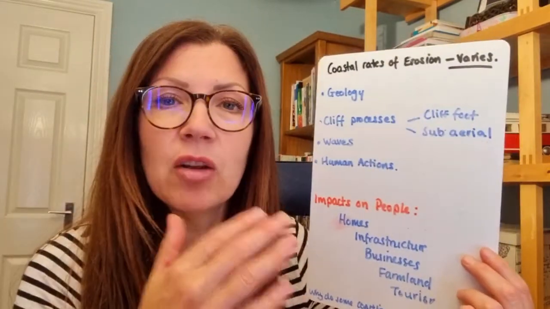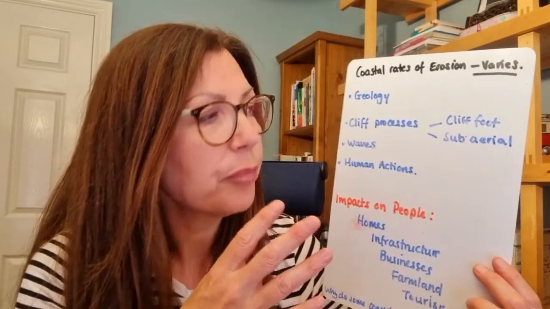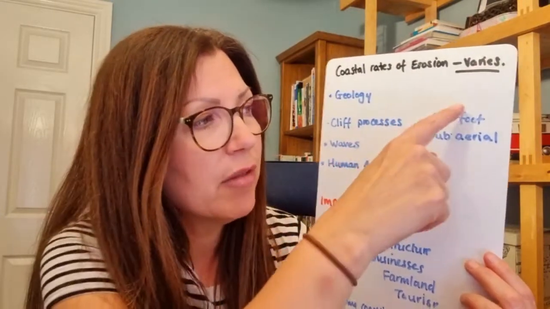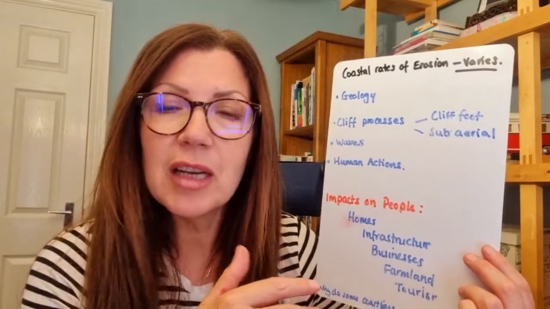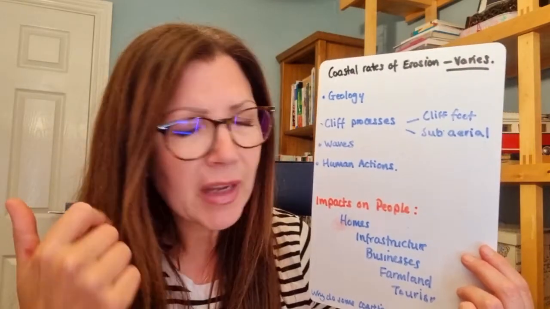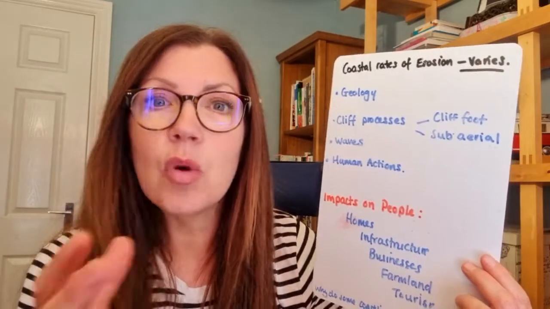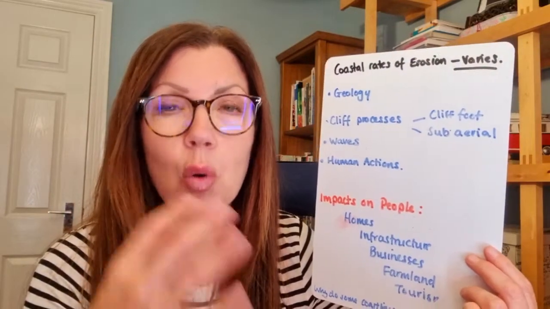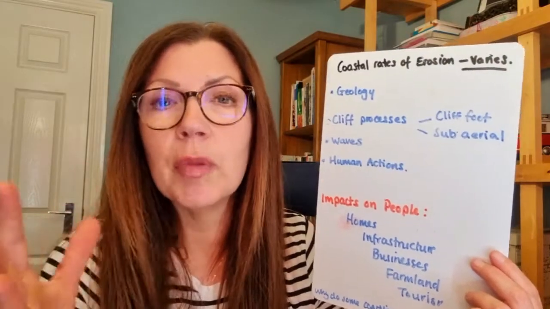Secondly is what's happening on the cliff. So this is related to geology, but it's another factor. So cliff processes, either at the foot of the cliff or subaerial processes at the top. At the base of the cliff, we can have erosional processes happening, abrasion, hydraulic action, the waves hitting the base of the cliff, etc. And they will have a big impact on how quickly or slowly those cliffs will crumble into the sea.